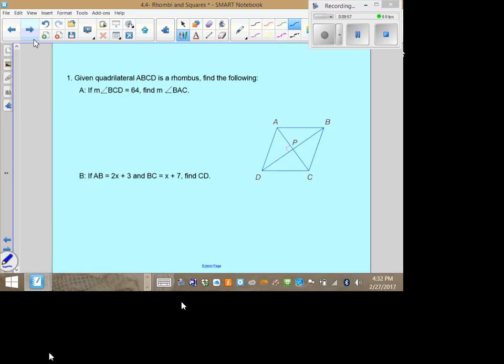Practice problem 1: given quadrilateral ABCD is a rhombus, find the following. We know that ABCD is a rhombus, and the measure of angle BCD is 64. We want to find the measure of angle BAC. Since it's a parallelogram, we know that these are congruent. And we also said just above that in a rhombus, each diagonal bisects the angles. So taking half of 64, we get the measure of angle BAC to be 32 degrees.